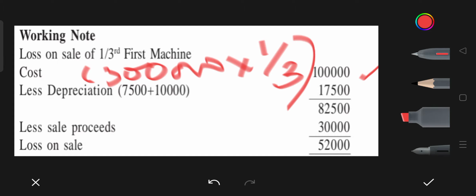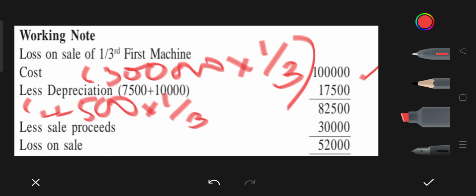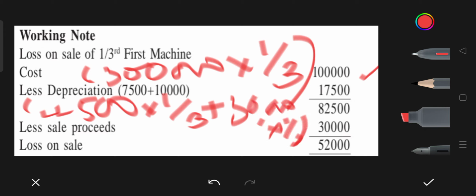Here we can say 22,500 into 1 by 3 plus 30,000 into 1 by 3. So both the depreciation for 2 years will come as 7,500 and 10,000. So combinedly the depreciation for one third machinery is 17,500. When we deduct this depreciation, we get a value of the machinery as 82,500 in the third year.